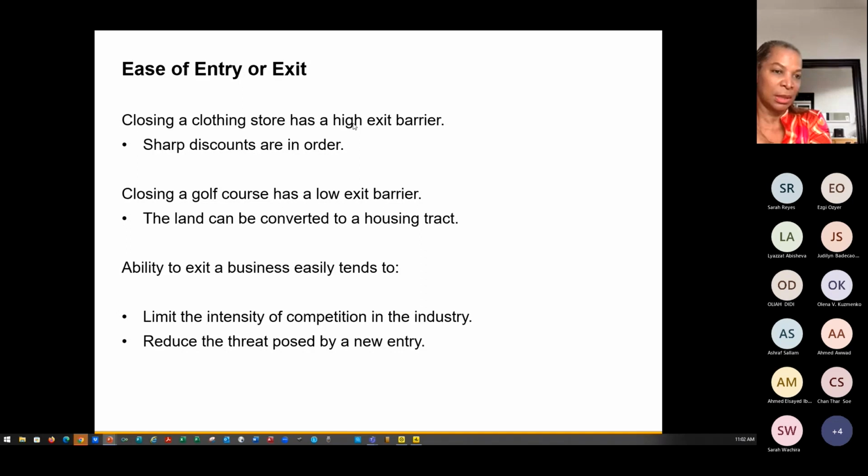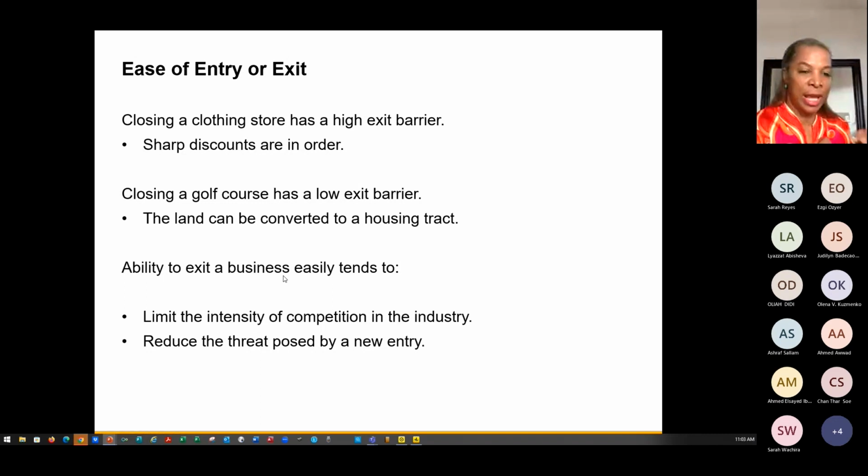Clothing store, high exit. You got a lot of inventory. How do you get rid of the inventory? You got to start to discount, and you'll see these sale signs going out of business, last chance. They have a mattress store in my area, and they're always going out of business. They've been doing it for years, but it's a way to get you in there, but sharp discounts to get rid of the inventory. I talked about the golf course, low exit barrier. The land can be converted to something else. Okay.